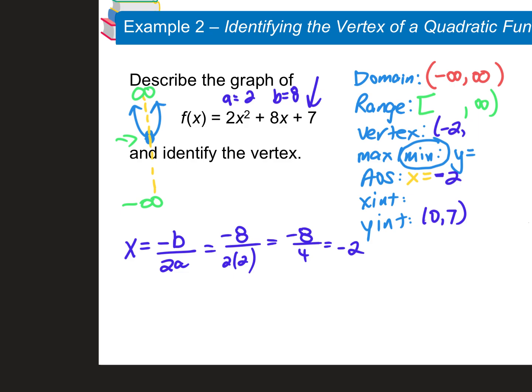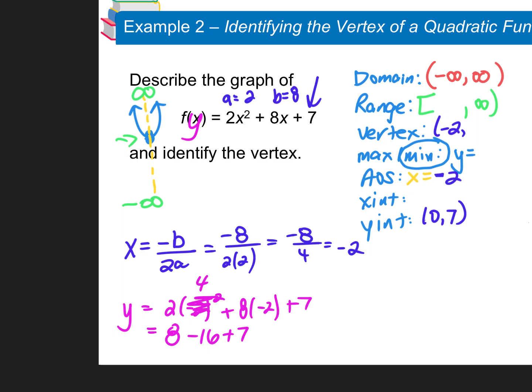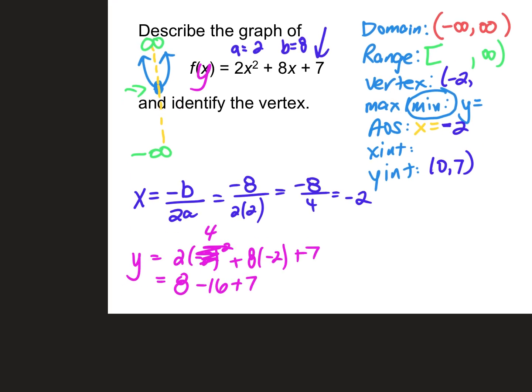You plug the x in. What is f of x? The same thing as saying y. So y equals 2 times negative 2 squared plus 8 times negative 2 plus 7. This is where you will make mistakes, because you'll multiply wrong or something. What's negative 2 squared? 4, and 4 times 2 is 8. So 8, what's 8 times negative 2? Good. So left to right, what's 8 minus 16? And negative 8 plus 7 is negative 1.